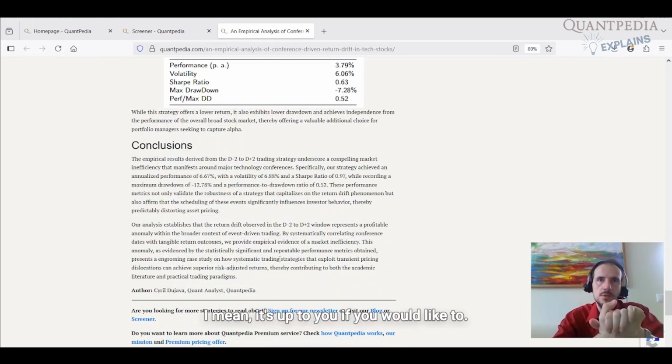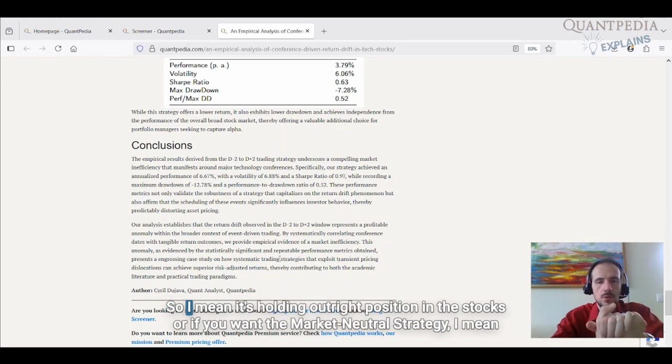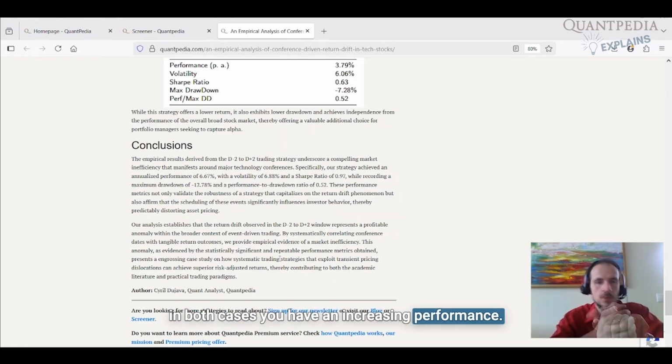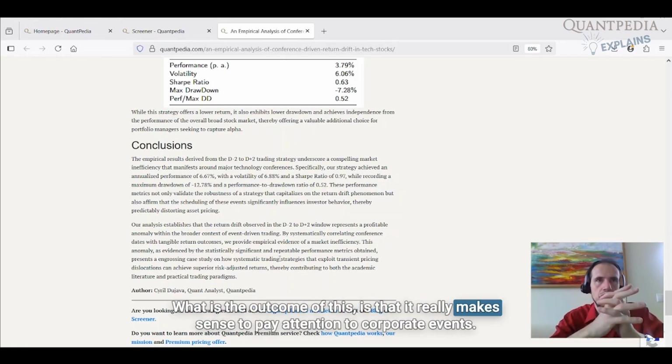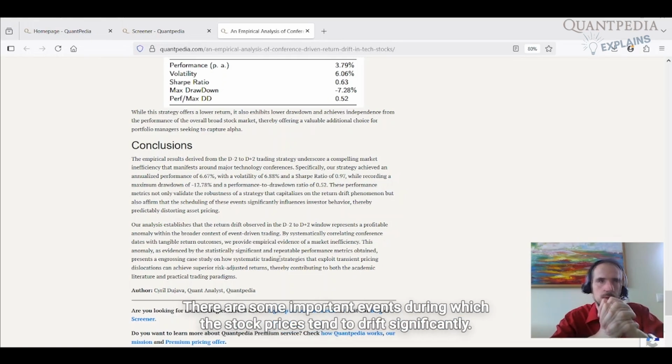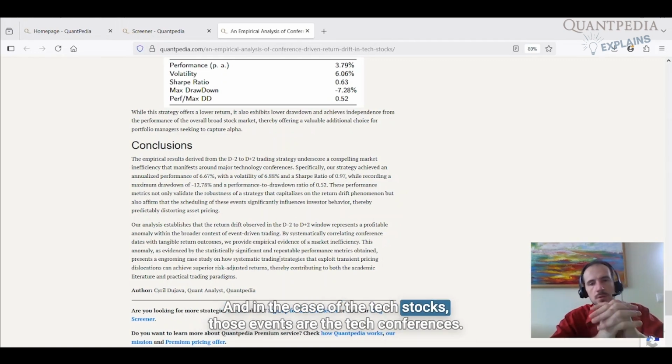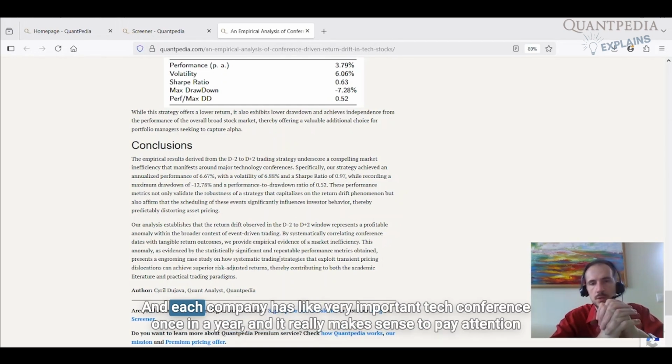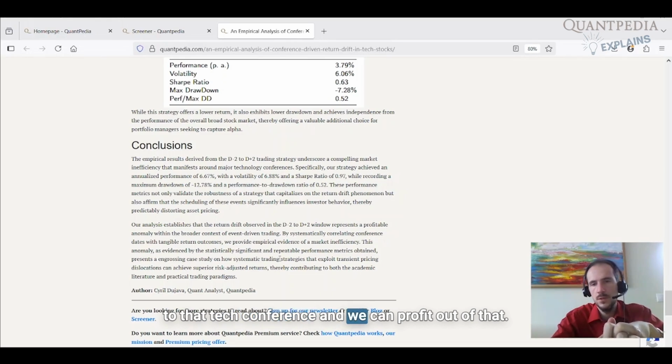Those are two strategies. I mean, it's up to you if you would like to pick the strategy that has some underlying beta, so it's holding an outright position in the stocks, or if you want the market neutral strategy. In both cases you have an interesting performance. The outcome of this is that it really makes sense to pay attention to corporate events. There are some important events during which the stock prices tend to drift significantly, and in the case of the tech stocks, those events are the tech conferences. Each company has a very important tech conference once in a year, and it really makes sense to pay attention to that tech conference, and we can profit from that.